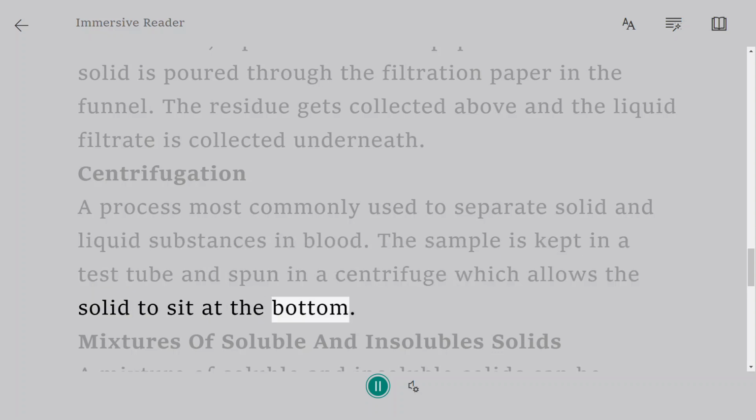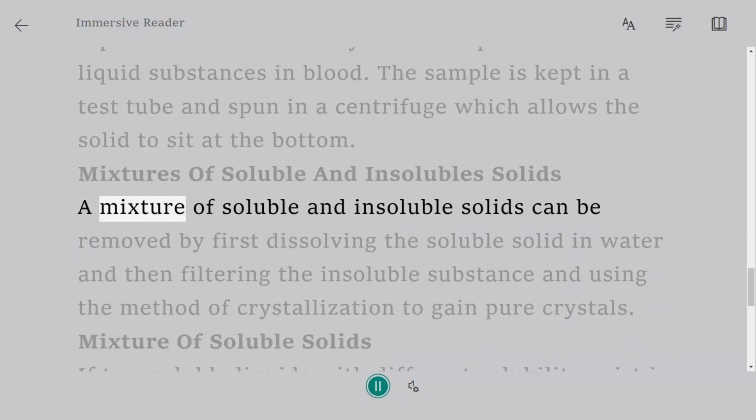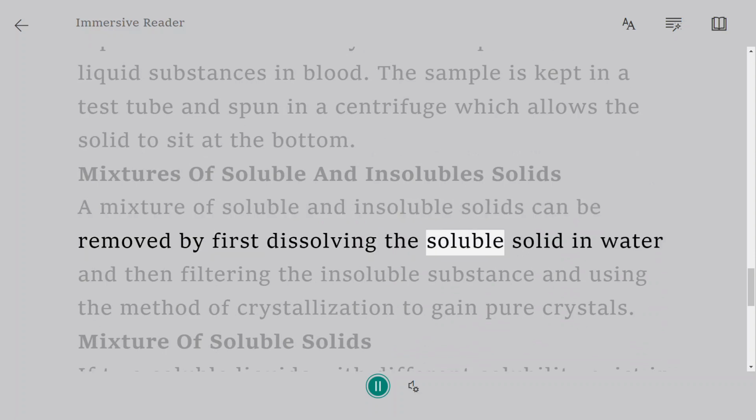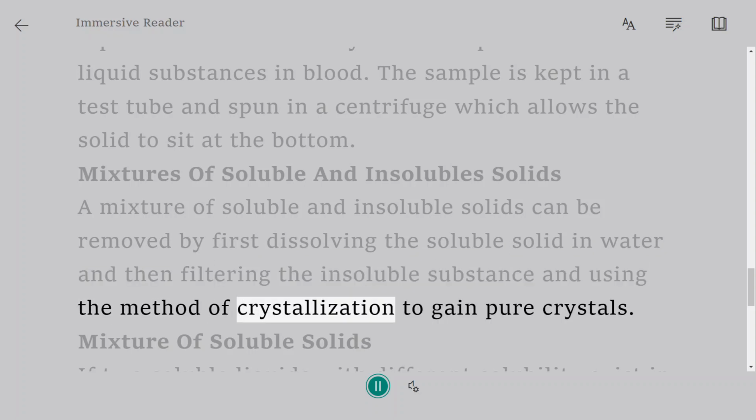the bottom. Mixtures of soluble and insoluble solids. A mixture of soluble and insoluble solids can be separated by first dissolving the soluble solid in water and then filtering the insoluble substance and using the method of crystallization to gain pure crystals.